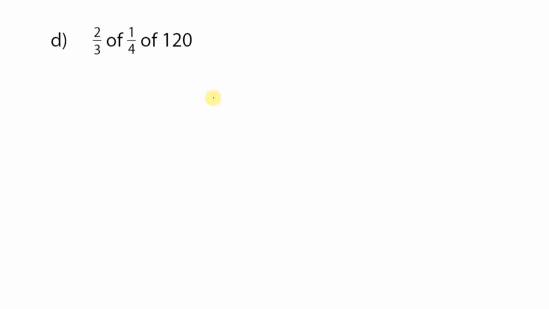Number 2D of exercise 13.3. Again, it just looks tough, but it's not that hard if we relax, calm ourselves down, and use what we know, apply what we know. So 2/3 of, we can replace with multiply. Quarter of, we can again replace with multiply. 120 is the same as 120/1.